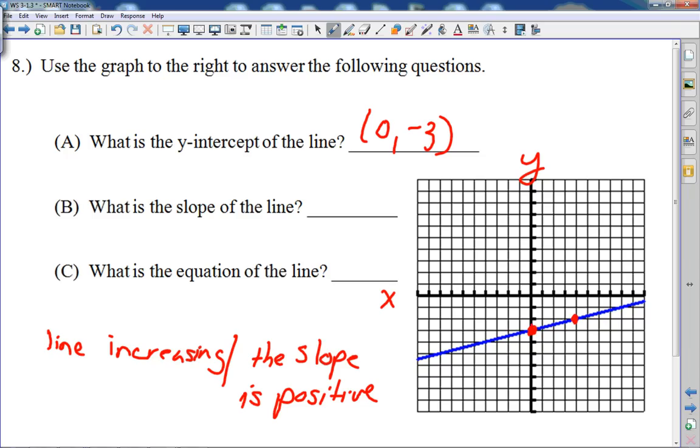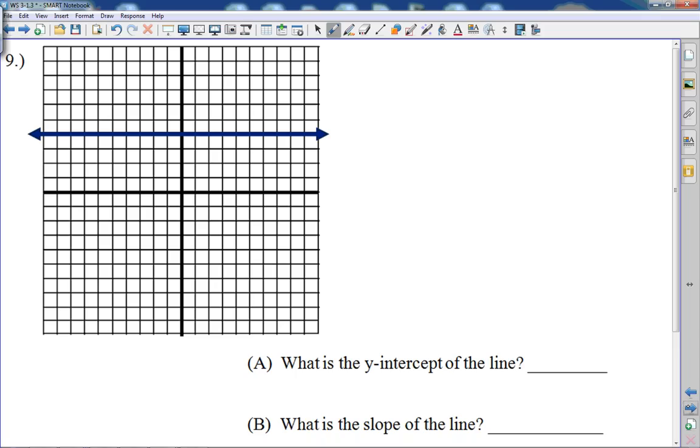Okay, so what I'm doing is I'm going up 1. Remember, rise over run. I'm going up 1 and over 1, 2, 3, 4. Over 4. So my slope is 1/4. y equals 1/4 x minus 3. Go in your calculator and make sure and check it. Next one.